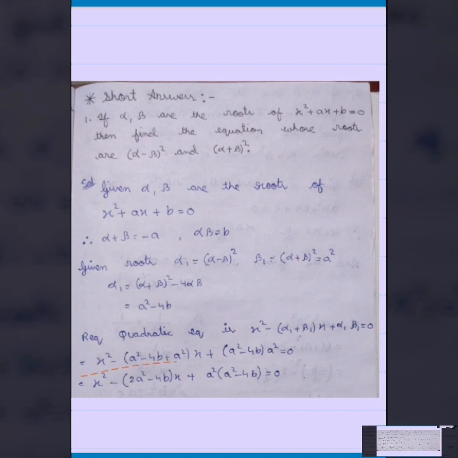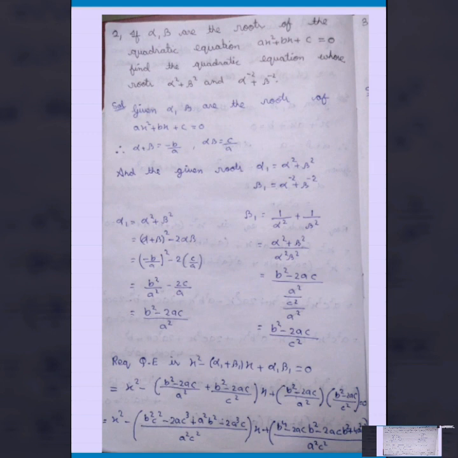So substitute the values, we get x square minus (a square minus 4b plus a square) into x plus (a square minus 4b) into a square equal to 0. So if we solve, we get x square minus (2a square minus 4b) into x plus a square into (a square minus 4b) equal to 0. So moving into next question.